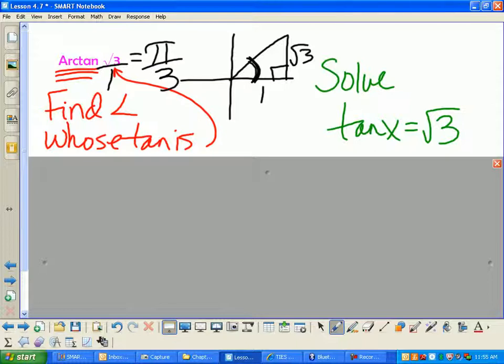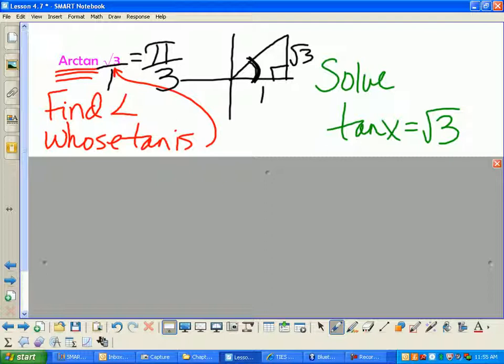pi over 3. If you are not given any other directions, you always answer inverse trig problems in radians. So you don't say 60 degrees and pi over 3, or 60 degrees or pi over 3. Your answer is pi over 3. The only time you wouldn't do that is if it says answer in degrees, but that shouldn't happen very often.